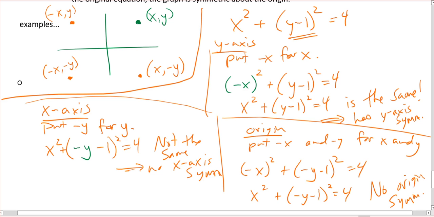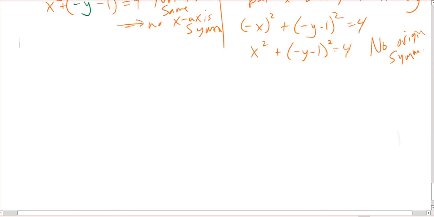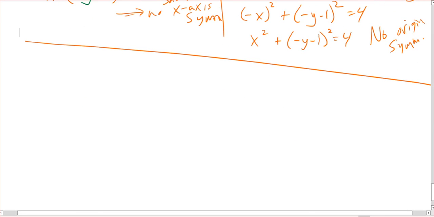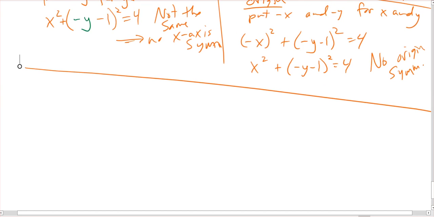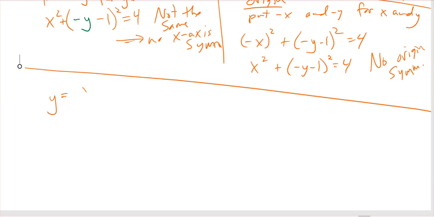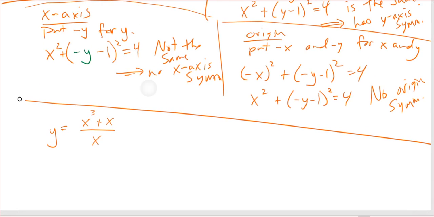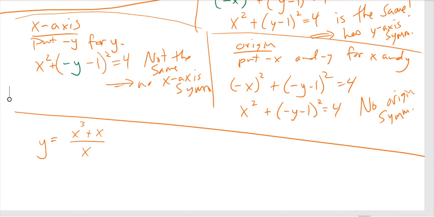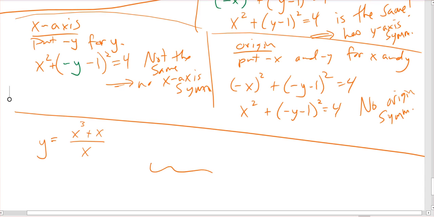Okay, let's maybe do one that's a little less complicated here. Yeah, so let's do a different one here. So maybe, or maybe we can make it complicated in a slightly different way. How about y equals x cubed plus x over x? Okay, so we don't know what this graph looks like, but we can sure test it for symmetry. We're just going to do the same thing we did for this other one.